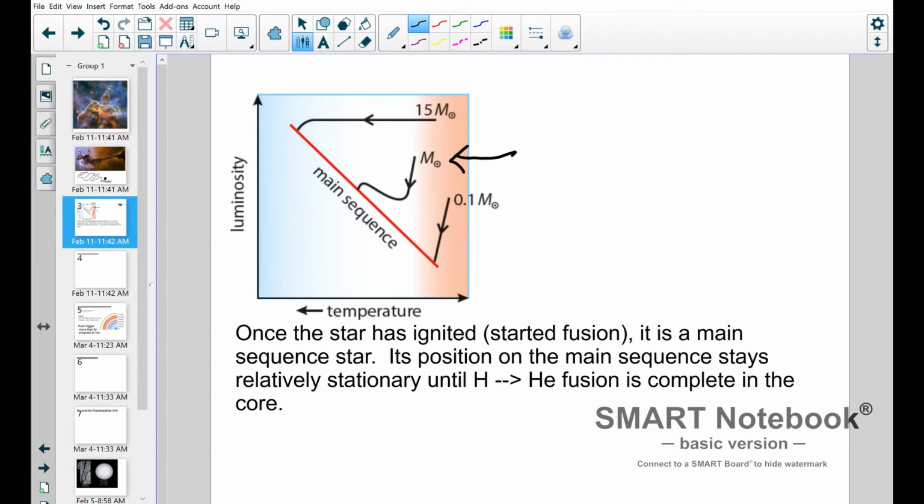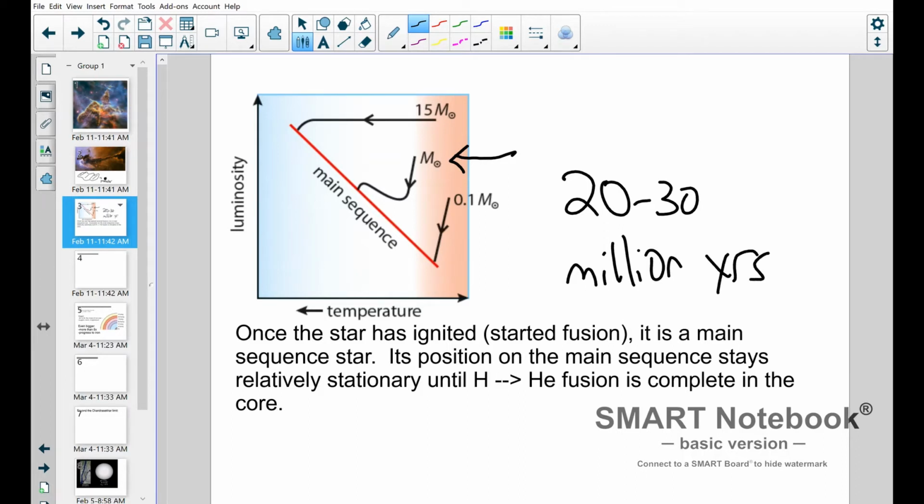So once it has ignited and fusion has started, it is a main sequence star, and then it's going to stay there for about 90% of its lifespan until the hydrogen fusing into helium is complete in the core. This depends very much on the mass. Our sun, we think, took about 20 to 30 million years to do this. So this is a long, slow process to build up enough material.